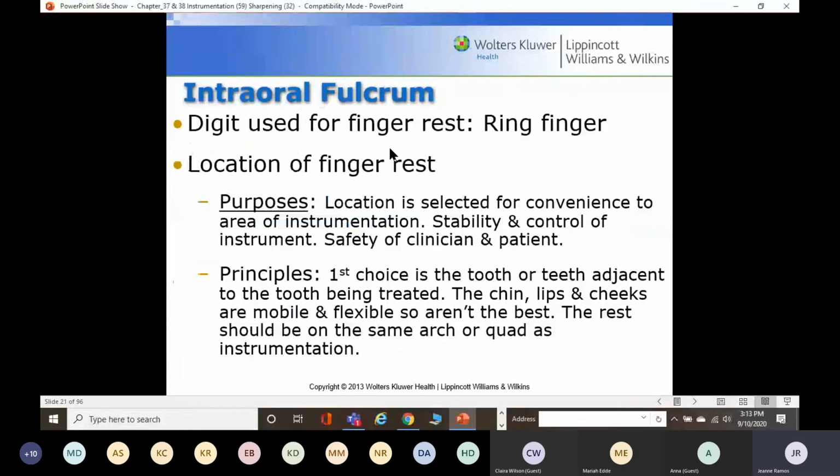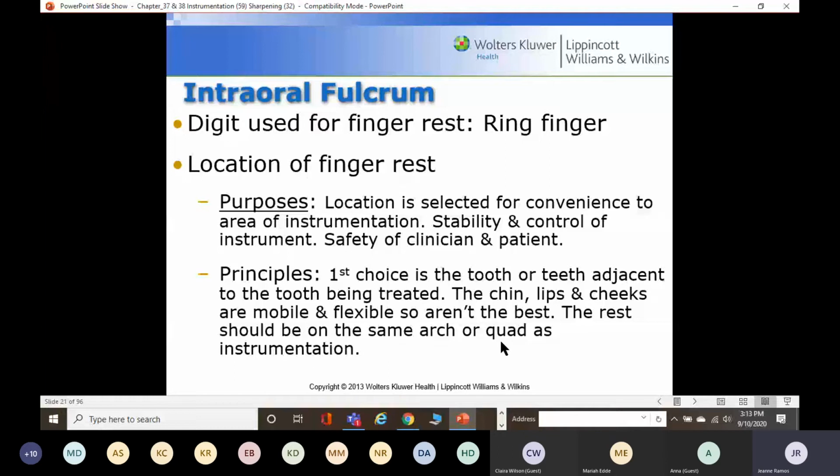Intraoral finger, digit used for the finger rest, ring finger. Location selected for convenience of the area of instrumentation, stability and control, safety of the clinician and yourself. First choice for a fulcrum is the tooth or teeth adjacent to the tooth being treated. The chin, lips, and cheeks are mobile and flexible, so they aren't the best. The rest should be on the same arch or quad as instrumentation.